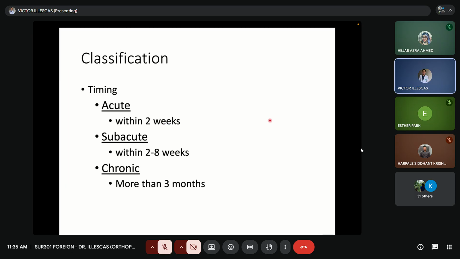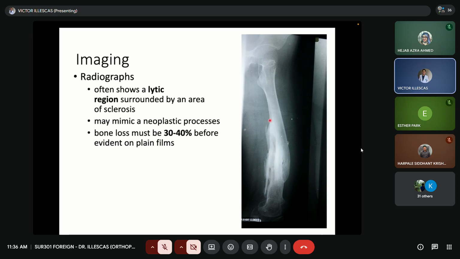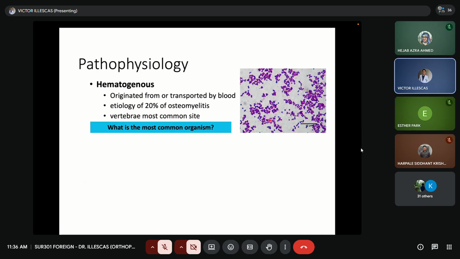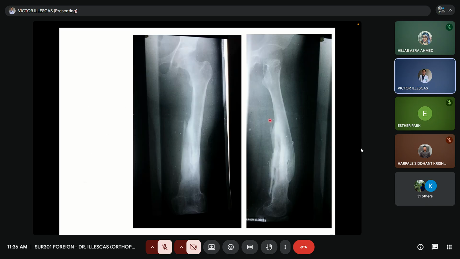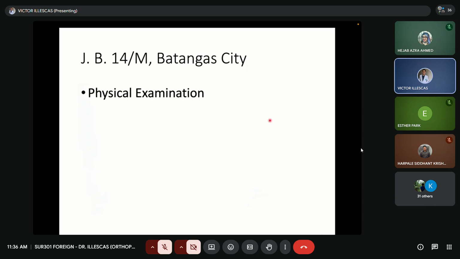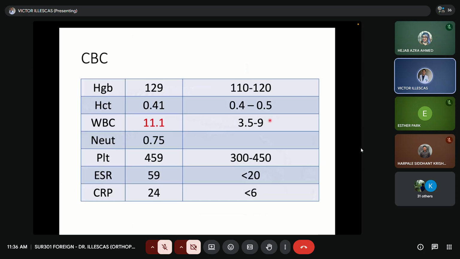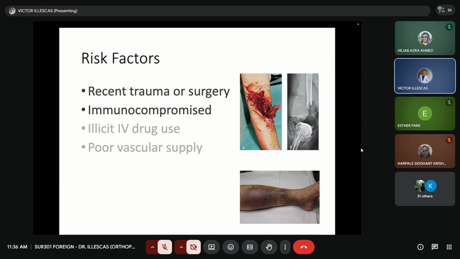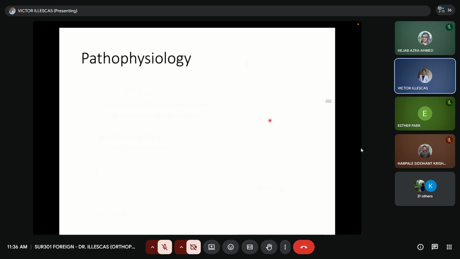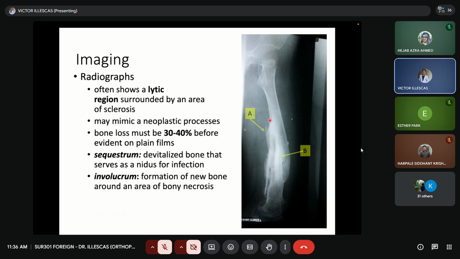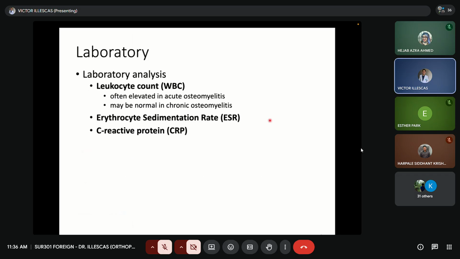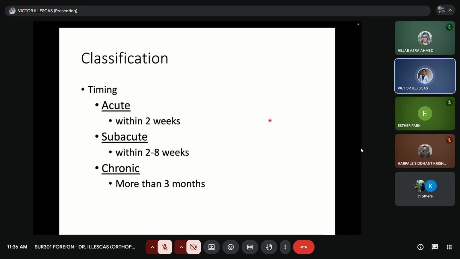So in our case, wherein the patient has had this condition for how long na ba to? 4 years na. And 2 years with sinus formation. What do you think is this? Is this an acute, subacute, or chronic osteomyelitis? Anyone? So you may consider this as chronic osteomyelitis because this is obviously more than 3 months.